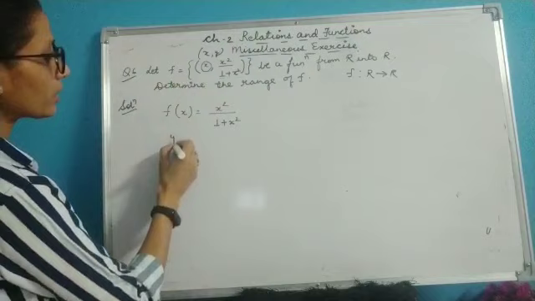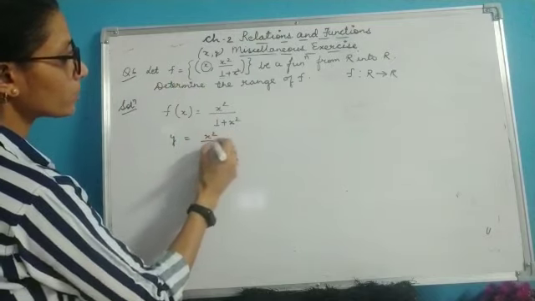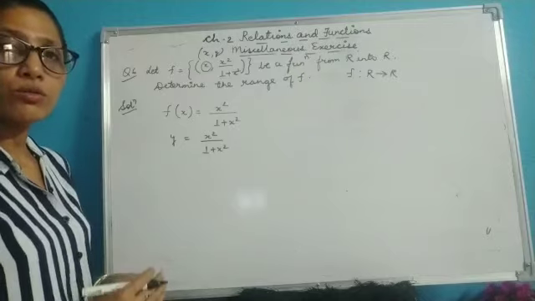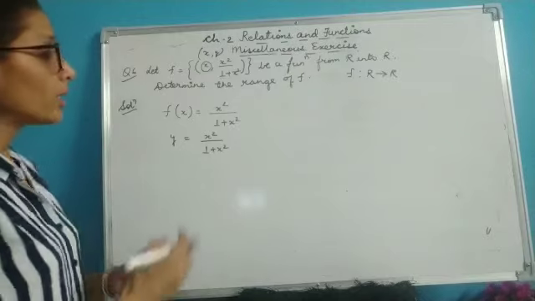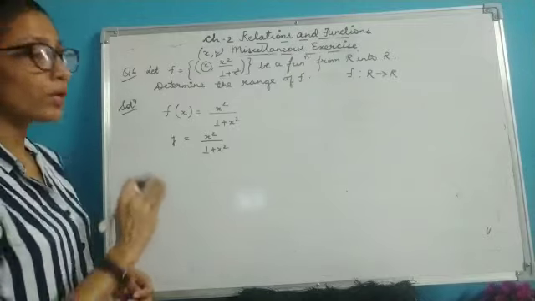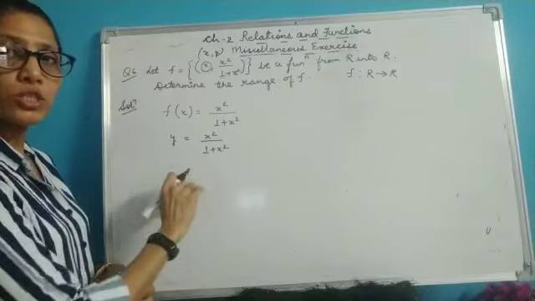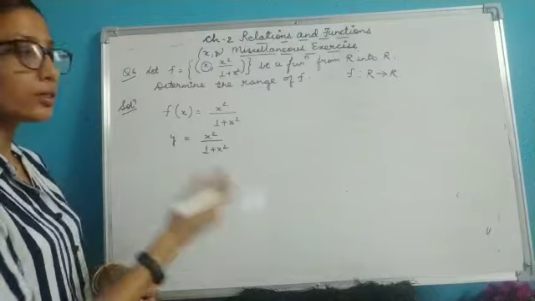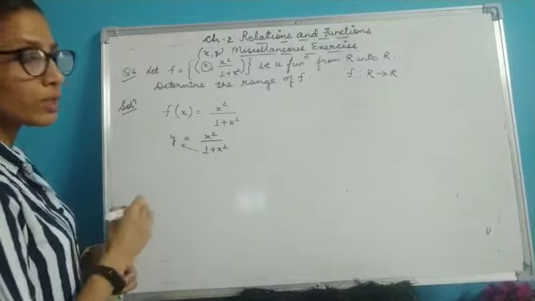So simply this can be written as y equal to x square upon 1 plus x square. Now children, I told you whenever you want to find out range, then first of all you have to express the given question in terms of y. So let's change this expression in terms of y.